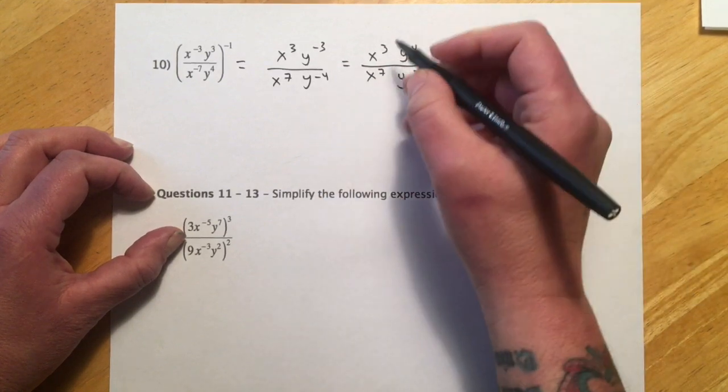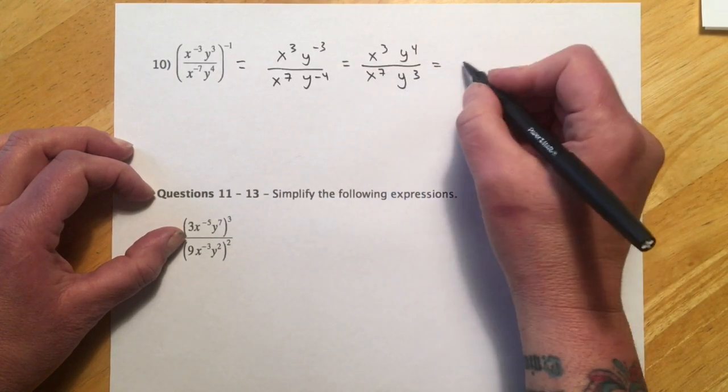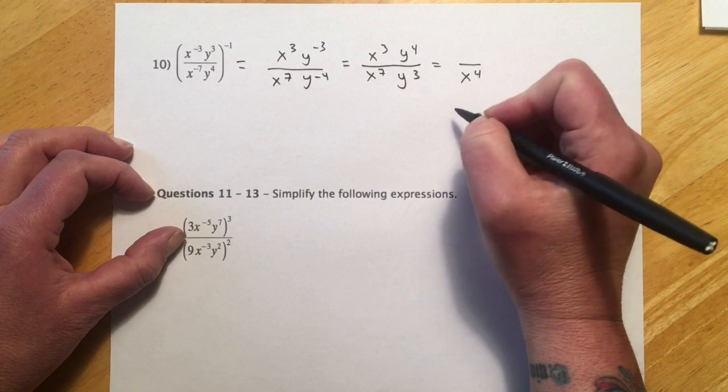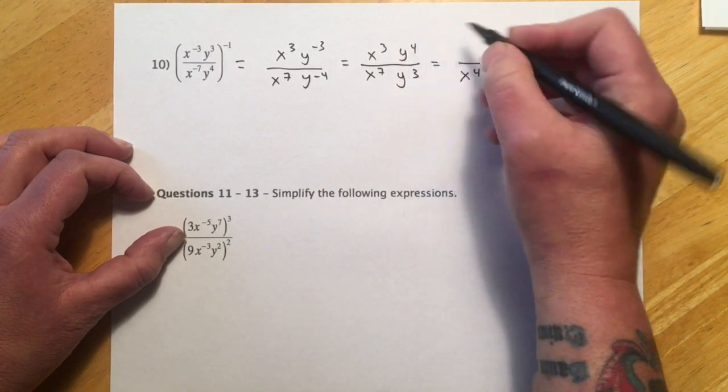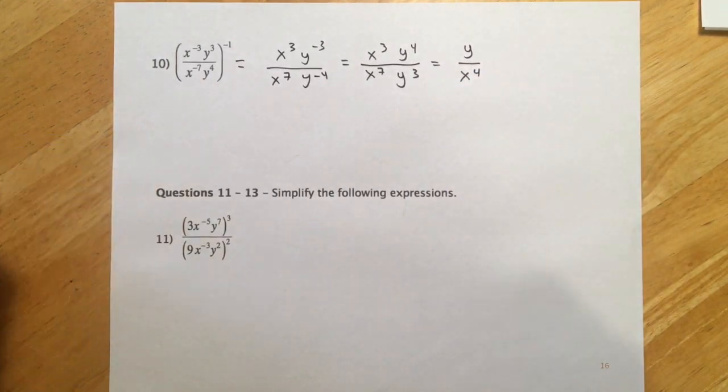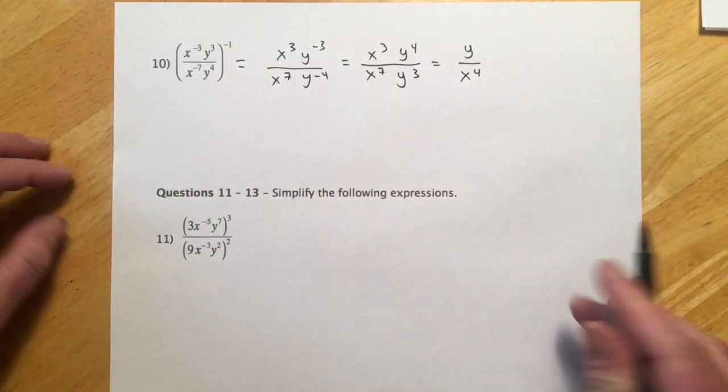And then simplifying, I have 3 x's up, 7 down, so that's going to be x to the 4th, and then 3 down and 4 up, so if I cancel, I'd have 1 left up top. So then these last 3 are the ones I'd have you guys try.